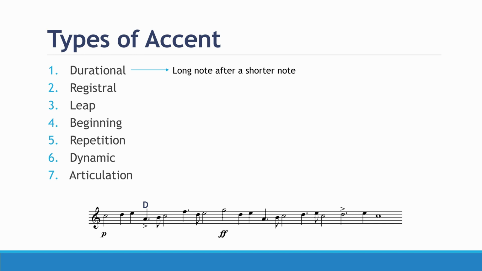A durational accent is a long note that occurs after a shorter note. So if we take a look at our example below, we can see that I put a D to represent that durational accent on top of the note A. And I'm doing that because this is a longer value than the thing that just came before it. Because this is a longer note, it's going to feel like we're pausing on it for a moment, or it has a little bit more weight. And because of that, we're going to feel that almost as a type of accent.